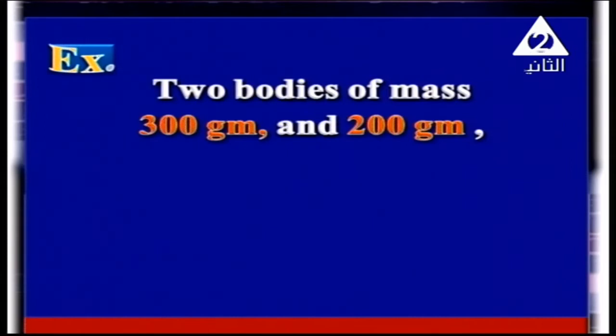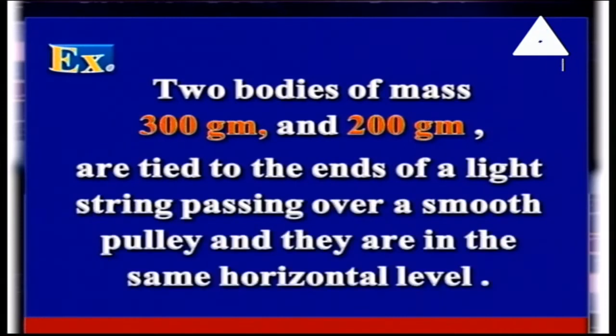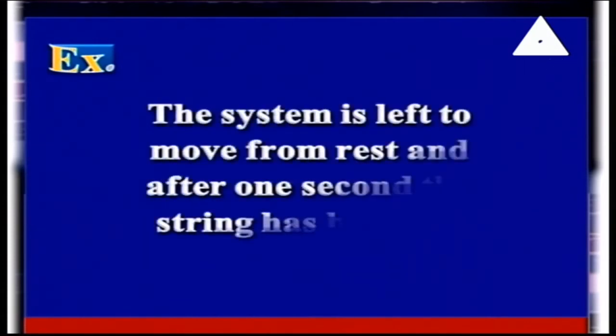Another example. My dear student, two bodies of mass 300 gram and 200 gram are tied to the ends of a light string passing over a smooth pulley, and they are at the same horizontal level. The first mass is 300 gram, the second is 200 gram. The system is left to move from rest.